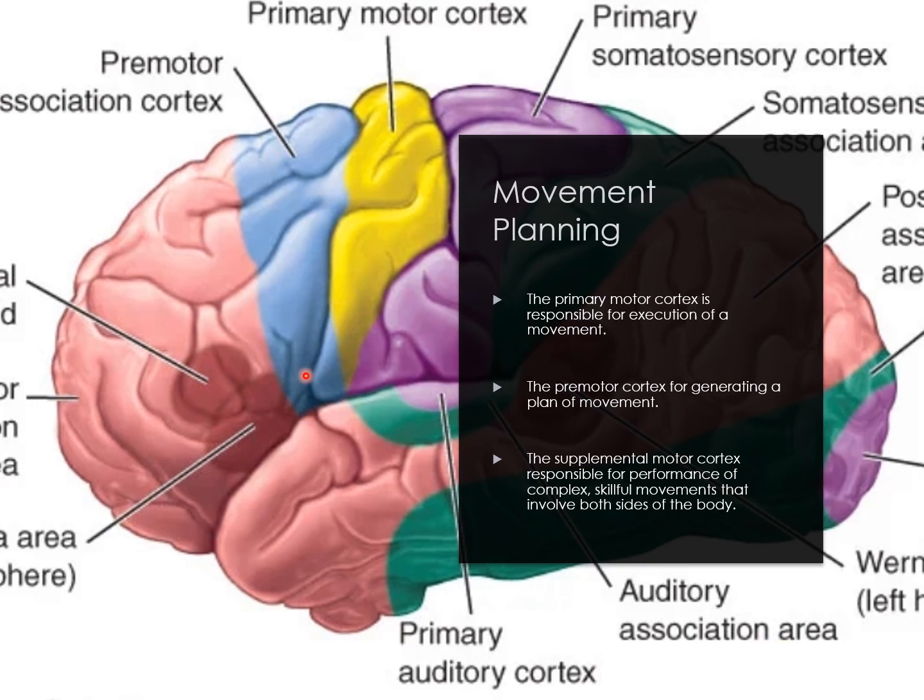So this is another picture of that motor cortex. So here's the premotor association cortex and then the primary motor cortex. So this is where all of our movement planning occurs. The primary motor cortex right here is responsible for execution of a movement. The premotor cortex is responsible for generating a plan for movement. And then we also have something called the supplemental motor cortex, and it's responsible for performance of complex, skillful movements that involve both sides of the body. So this coordination of bilateral movements happens at the supplemental motor cortex.